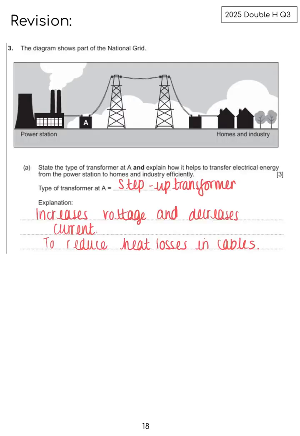So the first revision question is about the national grid. We have a diagram that shows transformer A, the step-up transformer, and for the first mark we've got to explain why we have one. It increases the voltage and decreases the current. This reduces heat losses in the cables. 1 mark for each point of your explanation.